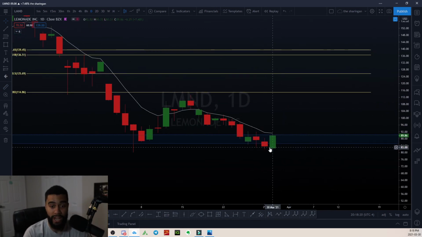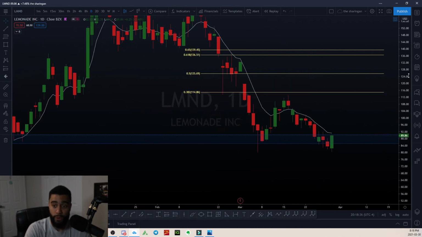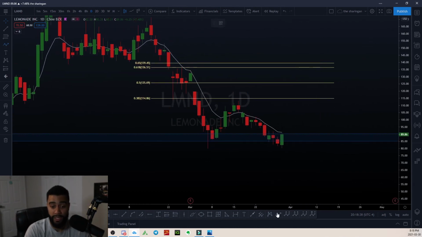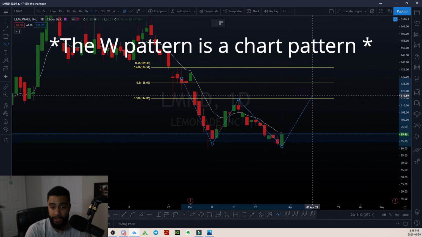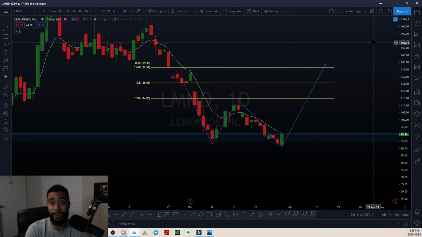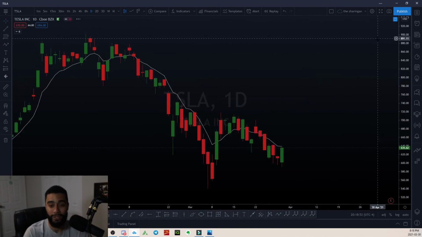Now, here's where we are now on Lemonade. We have a big bullish engulfing candlestick that engulfs 1, 2, 3 days because it opens lower and closes higher than the past 3. We're expecting higher prices to come now. What we could see, for example, is a nice W pattern. So we could come up here, test some of these levels. That's what I'd be looking for in LMND. This is pretty much how I read candlestick charts.